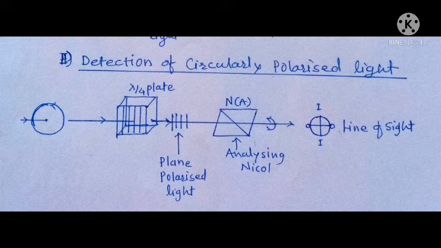So, in this lecture, we learned the detection of elliptically and circularly polarized light, detection of elliptically polarized light, detection of circularly polarized light, their explanation, and detection of unpolarized light also. I hope you understand all these concepts.